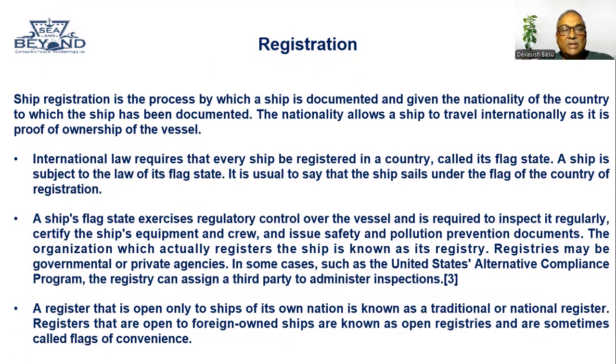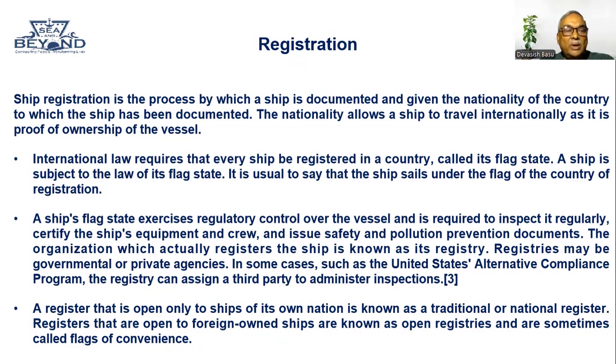So ship registration is the process by which a ship is documented and given the nationality of the country to which the ship has been documented. The nationality allows the ship to travel internationally as it is proof of ownership of the vessel. Like any vehicle, we have got a registry. Either you register it with a local RTO, that means it is registered somewhere. Like for a vehicle, it is basically the state you have purchased the vehicle from.